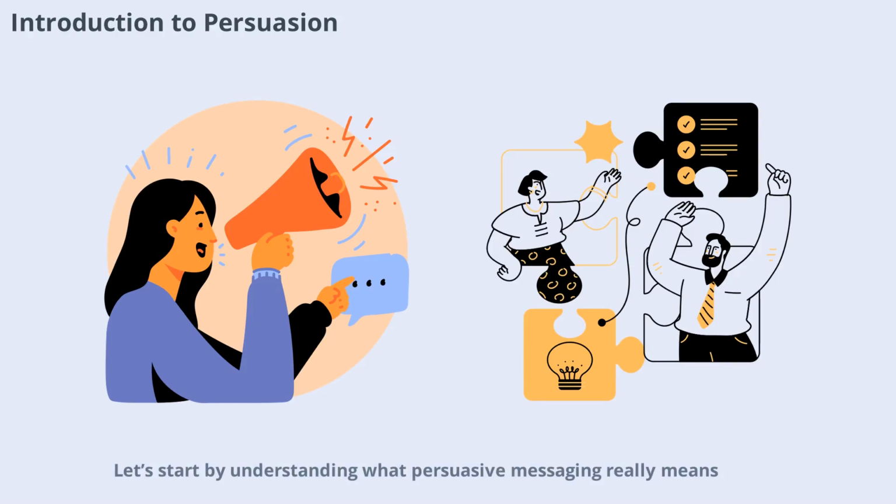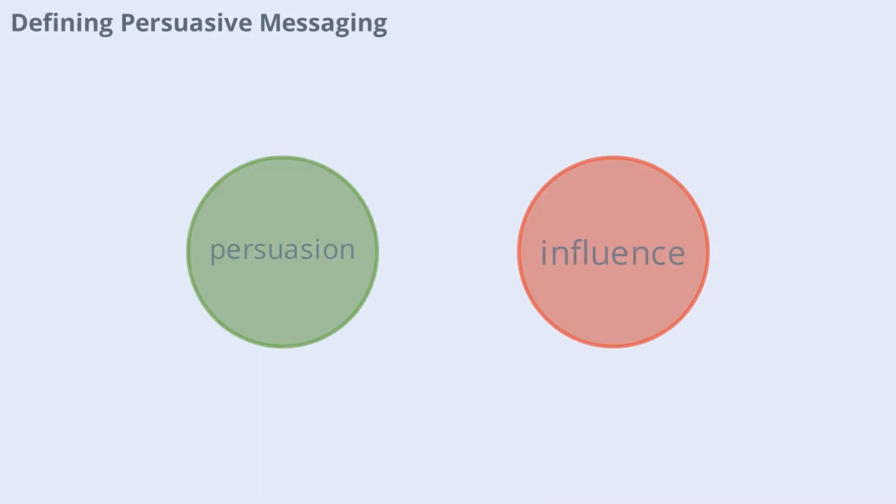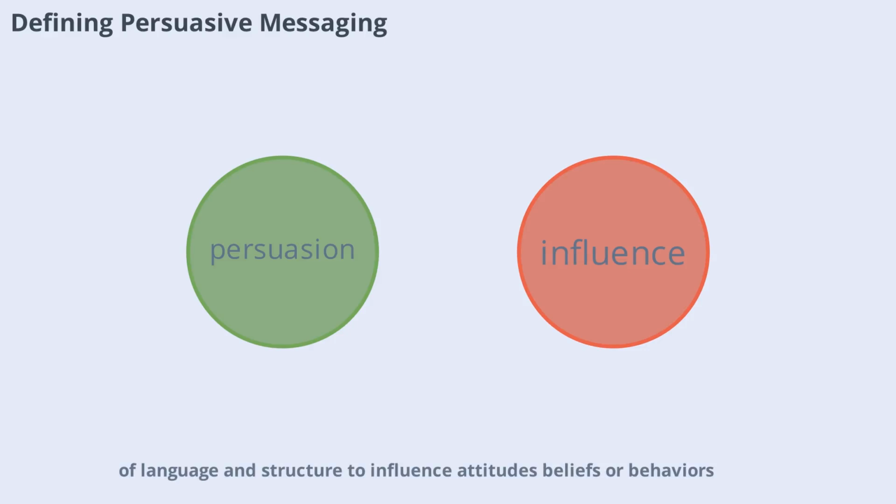Let's start by understanding what persuasive messaging really means and why it matters in every aspect of communication. Persuasive messaging is the strategic use of language and structure to influence attitudes, beliefs, or behaviors. It's not about manipulation, but about presenting ideas in a way that resonates with your audience. This approach is used in marketing, leadership, education, and even daily conversations. By understanding your audience's needs and motivations, you can craft messages that are not only heard but also acted upon.